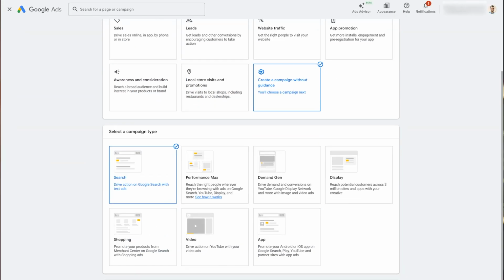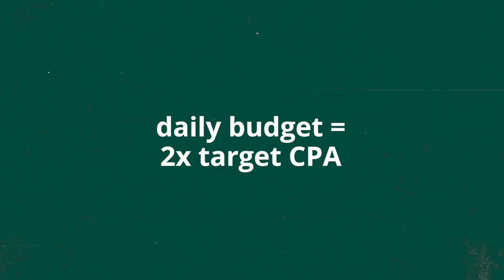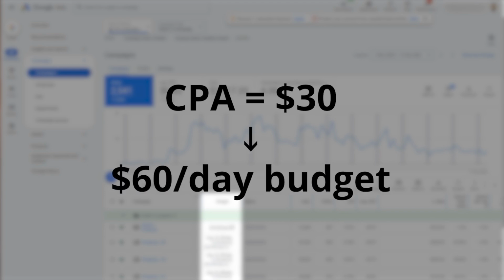Now that your advertorials are structured correctly, it is time to put paid traffic behind them. And this is where you may overcomplicate it. You don't need a complex funnel. You need control and clean data. Start with a simple search campaign, nothing fancy. Set your daily budget at roughly 2 times your target CPA. So if your target is $30, your daily budget could be $60. That gives the campaign enough room to breathe and gather meaningful data.